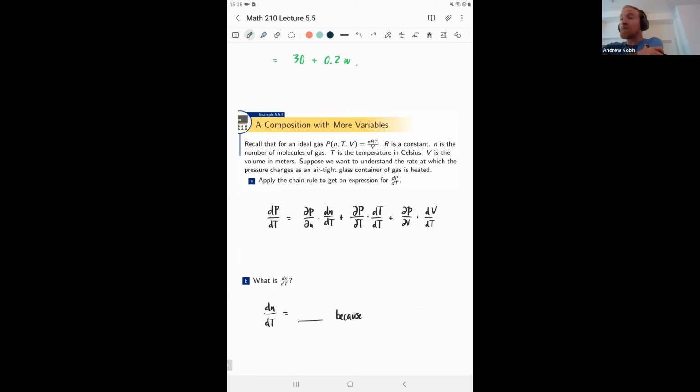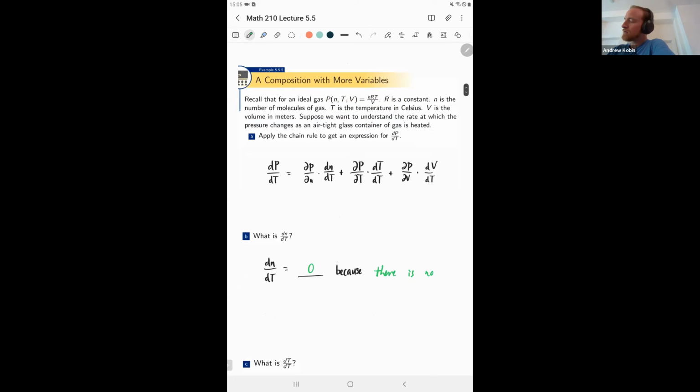First of all, n is the number of molecules of gas. And if we lock up our airtight glass container and start heating it up, then the number of particles of gas, the number of molecules in this case, isn't changing. So no matter what we do to the temperature of this sample of gas, the amount of material in the container is not changing. There is no change to the number of molecules in the container.